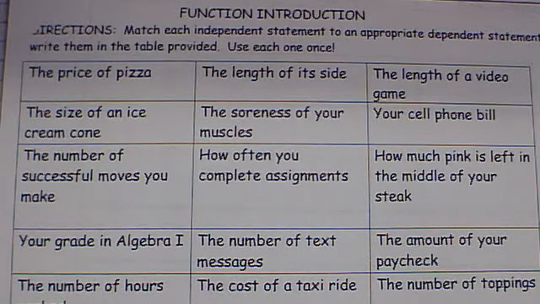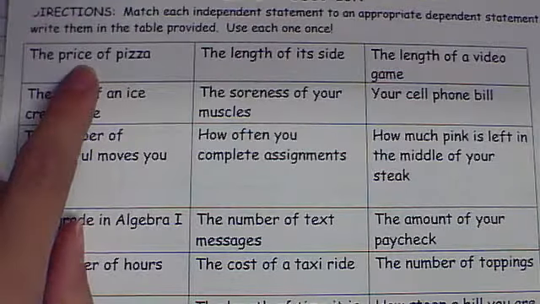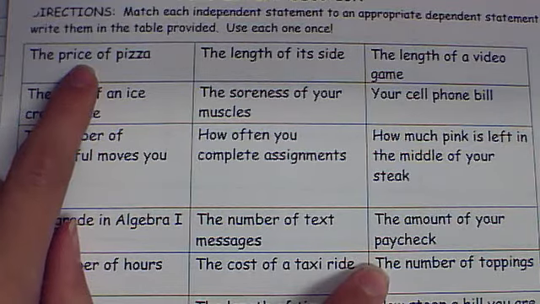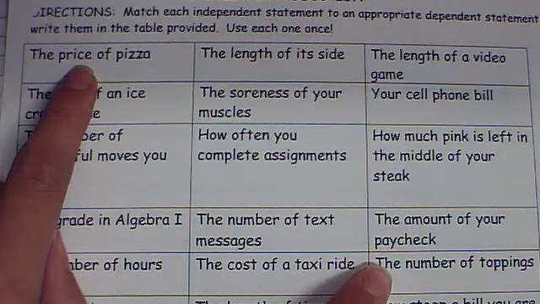On the homework page, you'll be given a bunch of little clippets, little pieces of a sentence. You'll want to find the two that match. So, first of all, I'm going to start with the price of pizza, the number of toppings. Now, I know those two go together. I need to decide which I have control over. I have control over the number of toppings I want on my pizza. That would be the independent variable.